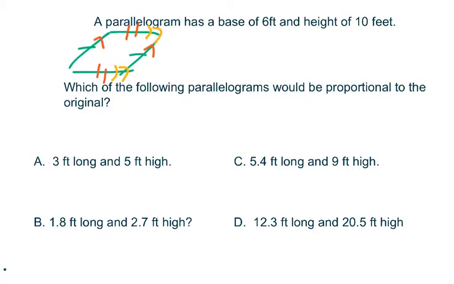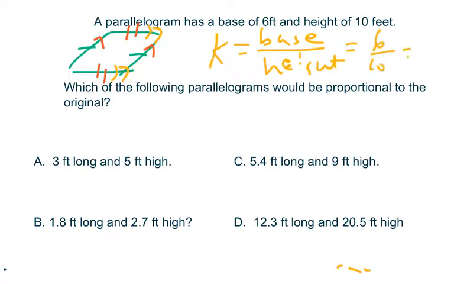First thing we want to do is find out what the proportionality is for this. You're going to create a constant. In this case, we're going to compare the base and divide it by the height for each one of these. So our constant for this one is just going to be 6 over 10, or 0.6. We want to see if each of these down here will have that same ratio. You're going to take the base and divide it by the height. Which of these have the same proportionality?